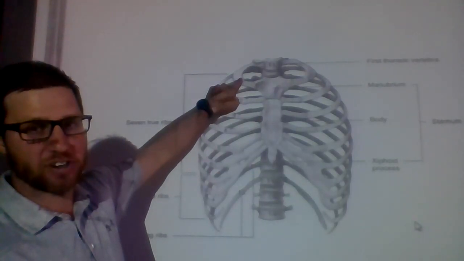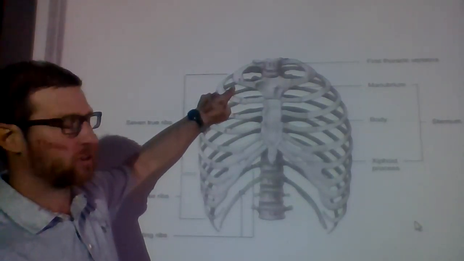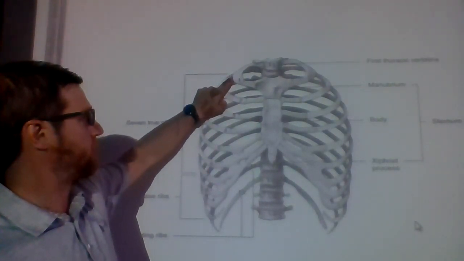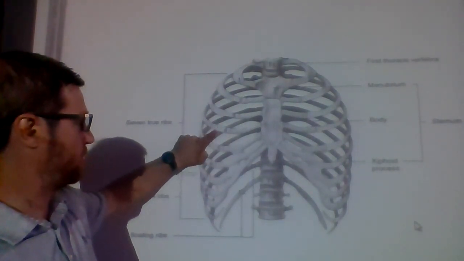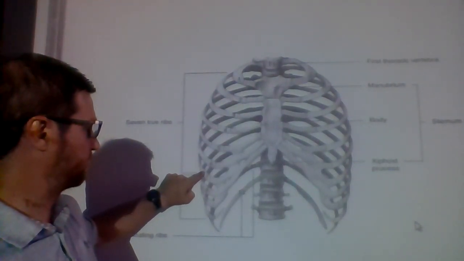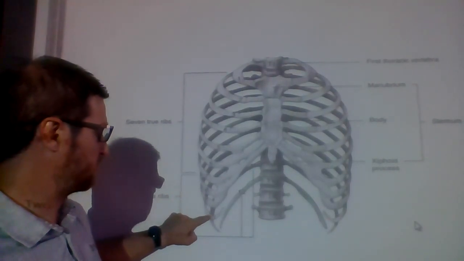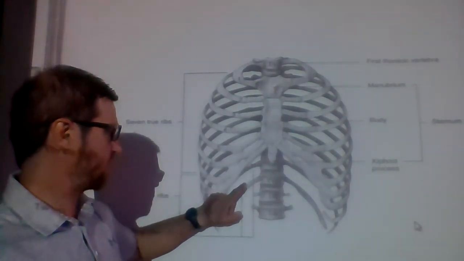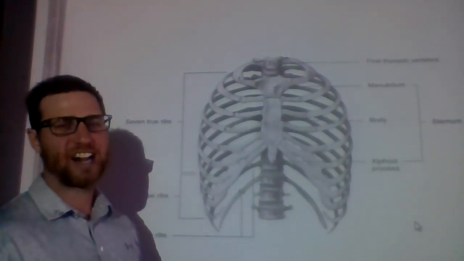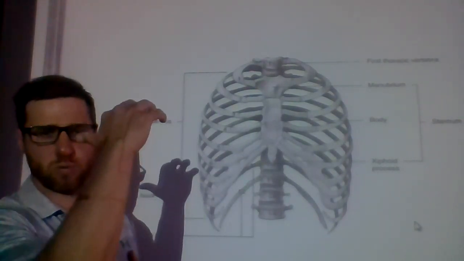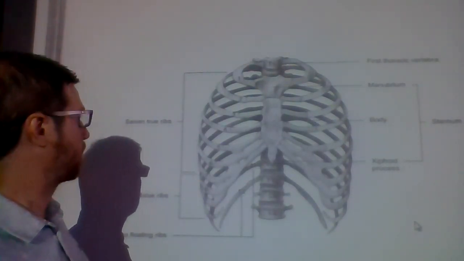The ribs, of course, are numbered 1 to 12, and we looked at that earlier. Rib number 1, rib number 2, rib number 3, rib number 4, rib number 5, rib number 6, rib number 7, rib number 8, rib number 9, rib number 10, rib number 11, and rib number 12. We don't classify them according to region. We just go 1 to 12. Okay, so that's important to note.